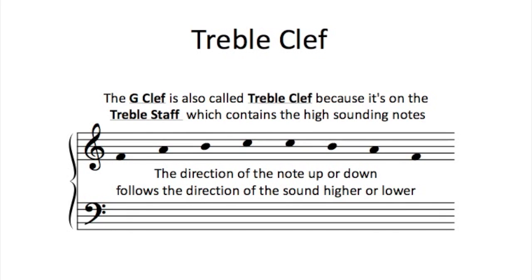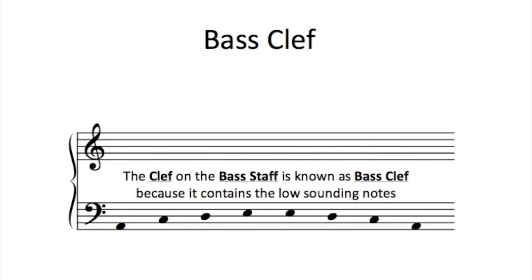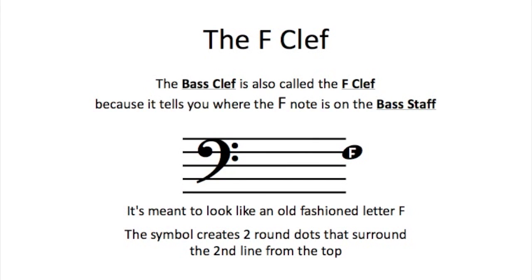The clef written on the bottom staff, or bass staff, is known as the bass clef. This is because it contains the low-sounding notes, bass meaning low. The bass clef is also known as the F clef, because it tells you where the F note is on the bass staff. It is supposed to look like an old-fashioned letter F. The symbol creates two round dots that surround the second from top line. This represents the letter F, which means any note head written on the second to top line is an F note.